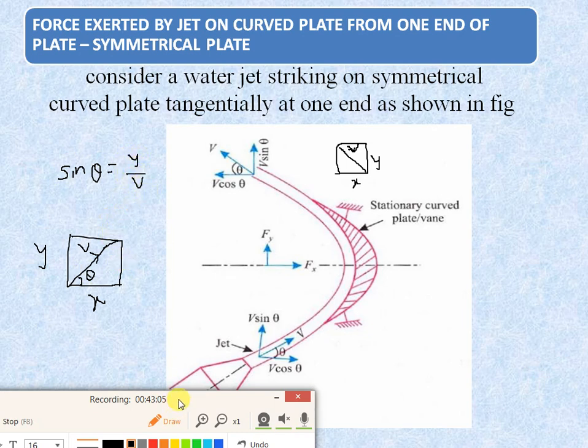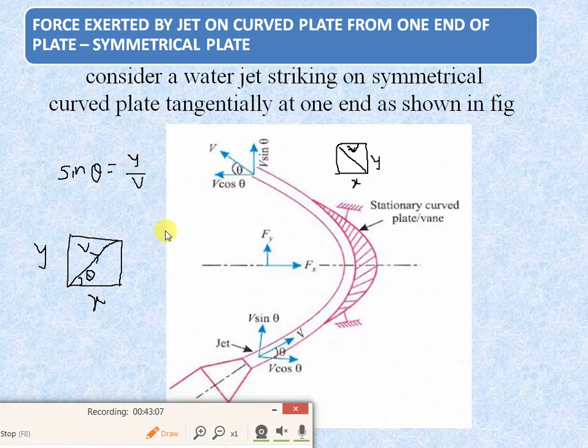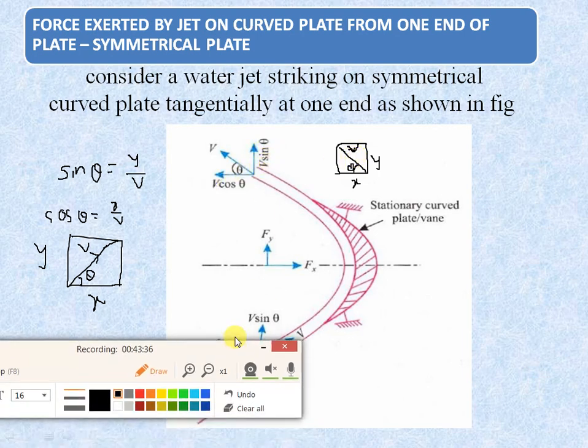So the y component is v sin theta. You can see here v sin theta. Apply cos theta. So cos theta is nothing but the adjacent side, x upon v, correct? So x is nothing but v cos theta. Similarly, you can apply sine and cos for this triangle on the outlet side, and we will get the x and y components.